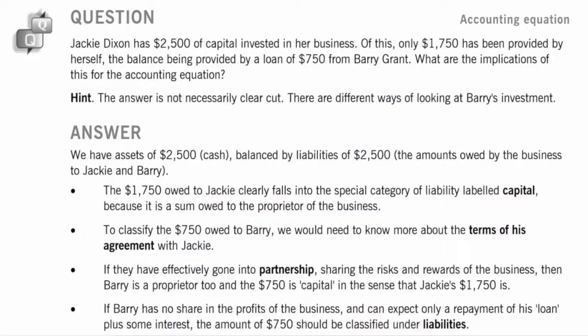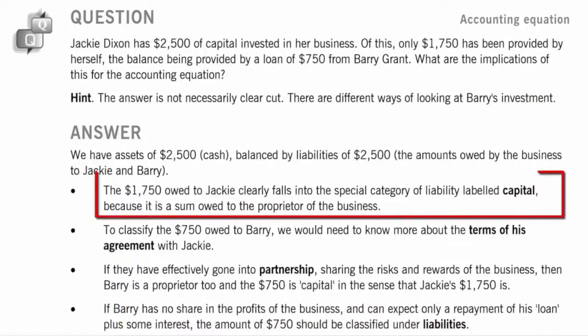Step-by-step explanation. Step 1. Identify the assets. The first thing we need to figure out is what the business owns. In this case, the business has cash worth $2,500. That's the total value of its assets. Step 2. Break down the liabilities and capital. Now let's figure out how this $2,500 is balanced. It's a mix of liabilities, debts the business owes, and capital, money Jackie has invested as the owner.